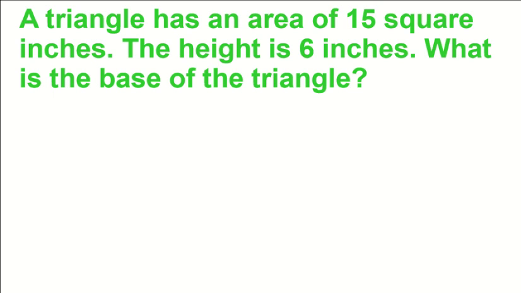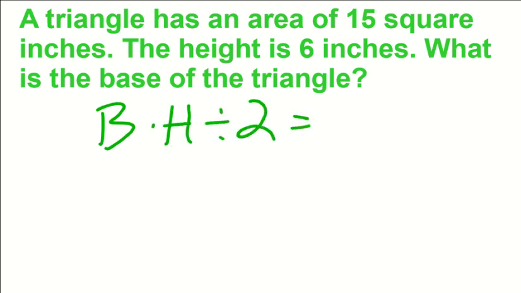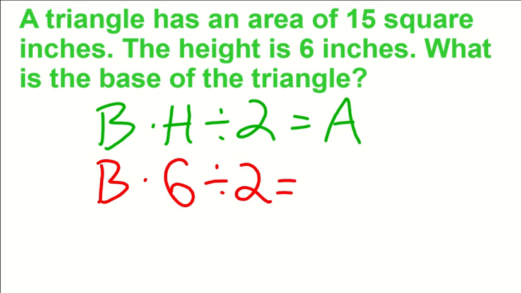Mason? 5's correct. All right, so we got a triangle. Area of a triangle is base times height divided by 2. That gives us our area then. Okay? What we're doing basically, we're trying to find the base. So we're still trying to find that B. Height is 6. We got divided by 2, and we know the area is 15. So we're basically going backwards.